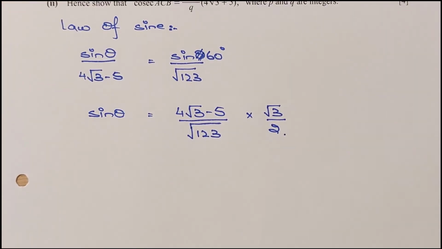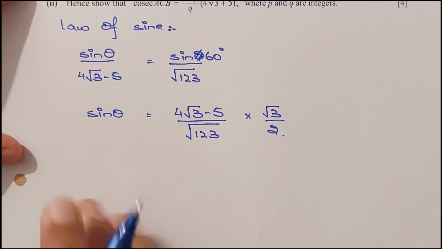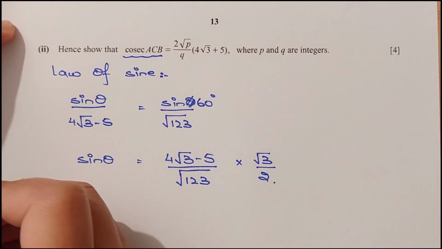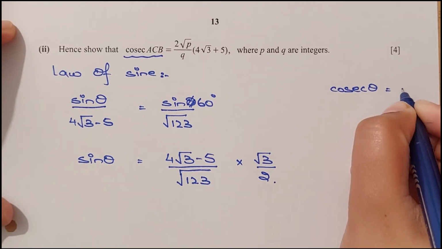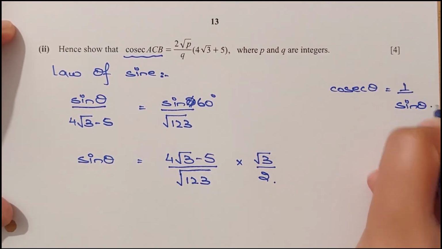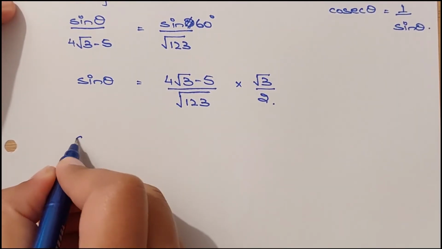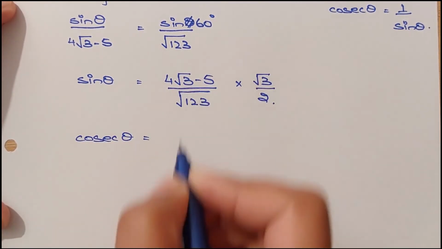Okay, so we have to find the value of theta. This is sine theta, right? And we have to find cosecant of theta. We know that cosecant theta is the reciprocal of sine theta. 1 over sine theta is cosecant theta, right? So we have to do the reciprocal to get the cosecant. So from here, the cosecant theta is the reciprocal of this expression.